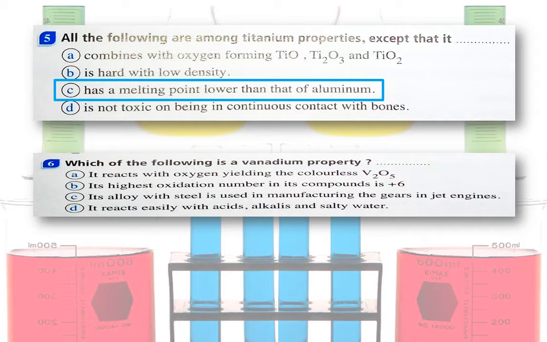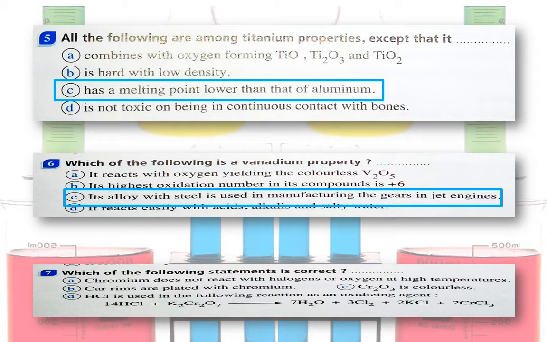Another question here. Which of the following is a vanadium property? Okay, you think we have different properties of vanadium, but we have here a property except: it makes an alloy with steel used in manufacturing the gears in jet engines. It's a property characterized for vanadium as it gives a high oxidation state, or high ability to not be oxidized with air.